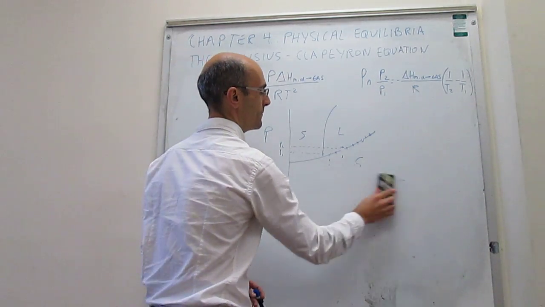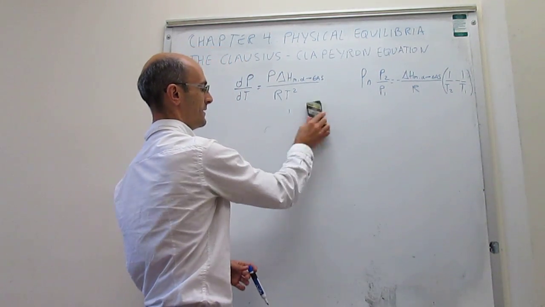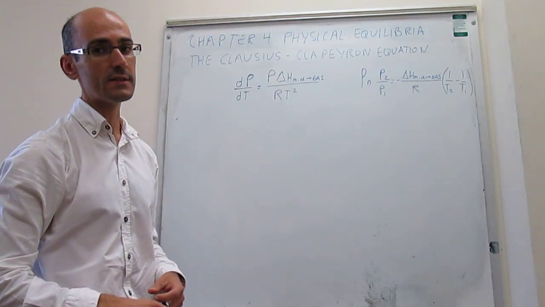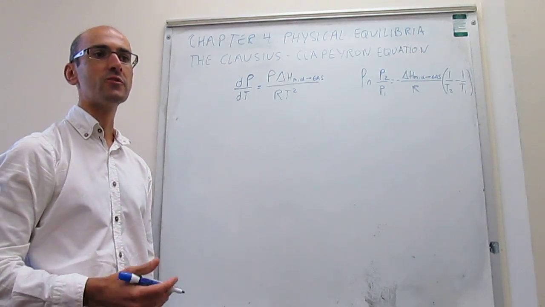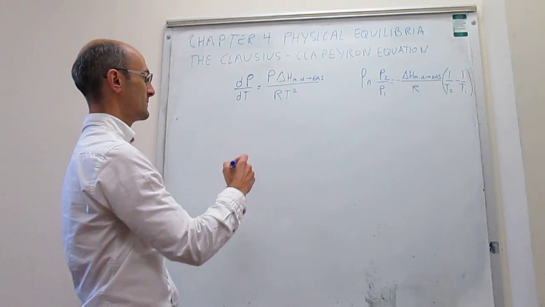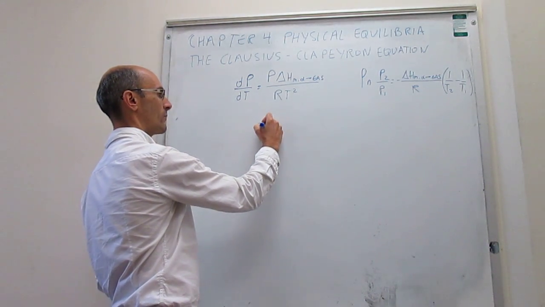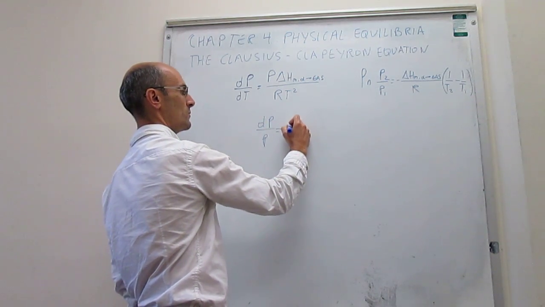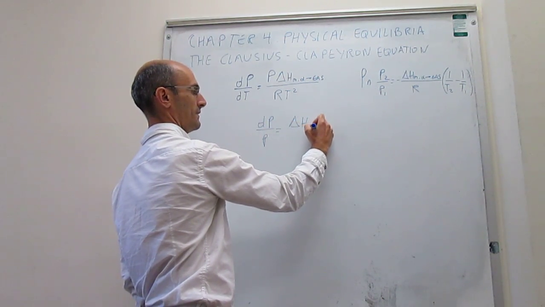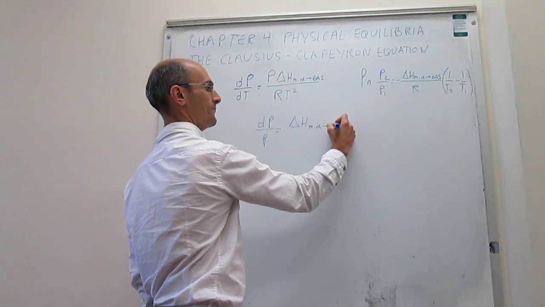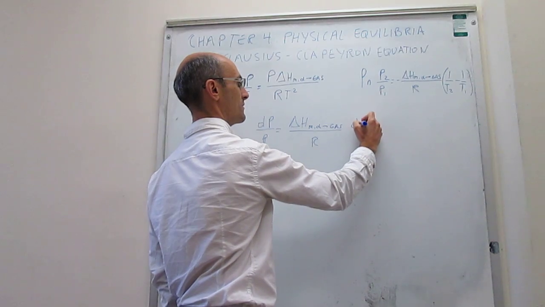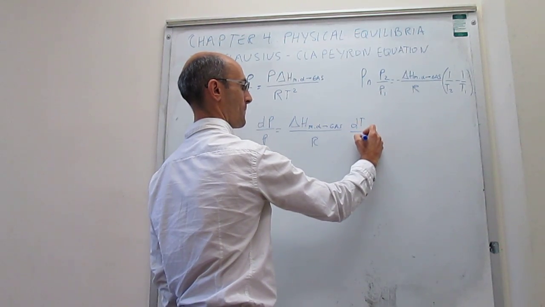Well, the way to do that is to repeat the integration of this expression, but instead of using limits in the integral, we can carry out the integral without limits. Okay, so we reset the integral right here. That is going to be differential of P over P equal to the enthalpy of that phase transition divided over R, and then we have differential of T over T squared.